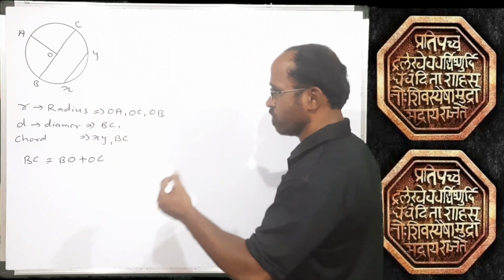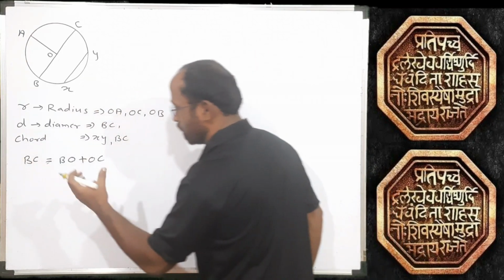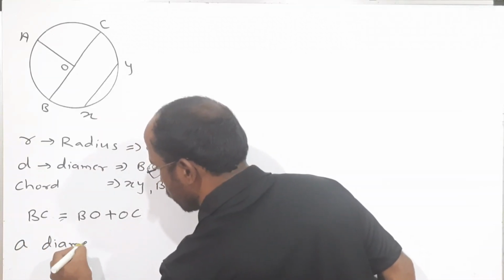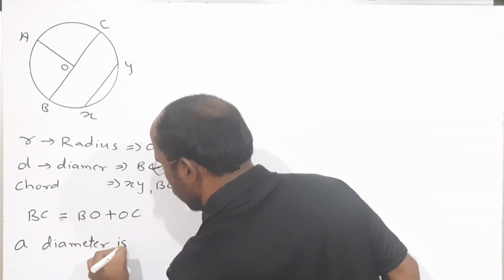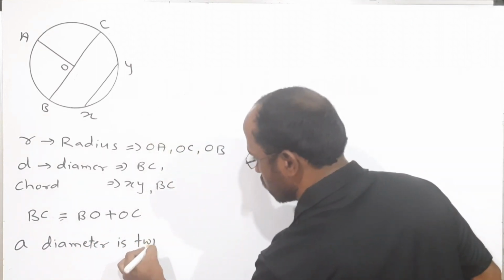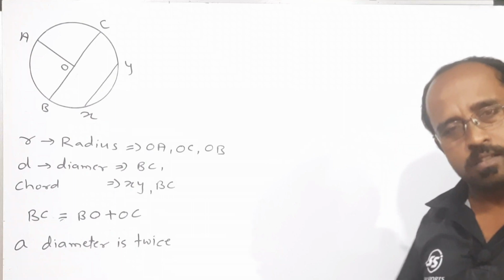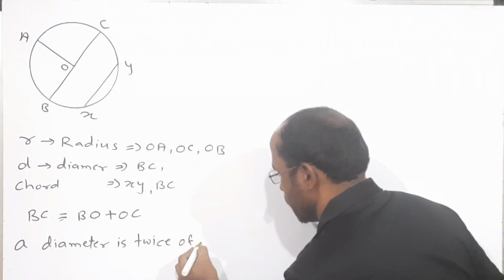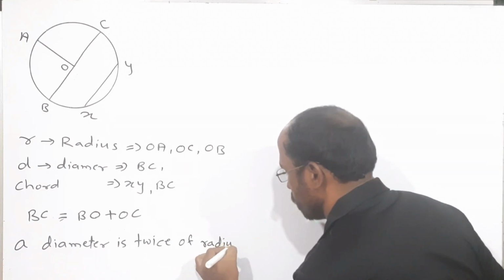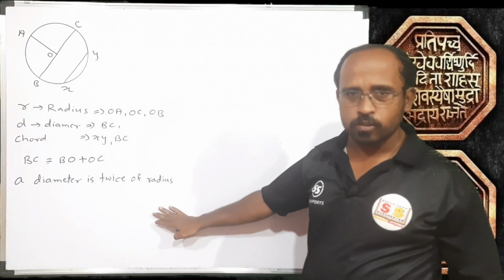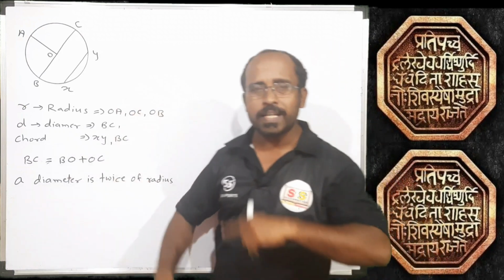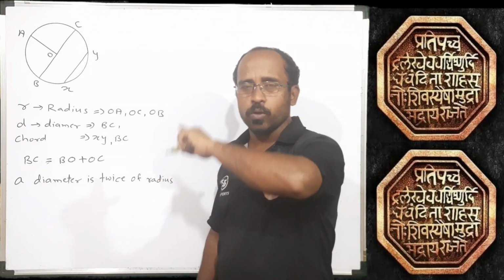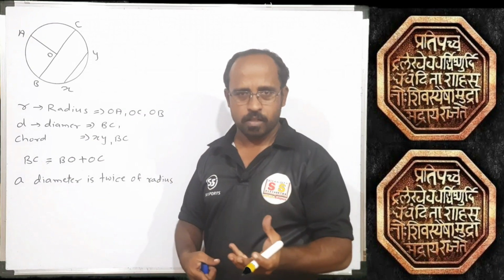So the rule which we already know, I am going to just recall it, that is a diameter of a circle is always twice, and in our Indian English double. A diameter is twice of radius. Clear, students? So if you know the diameter, you can easily find the radius. If you know the radius, you can easily find the diameter.